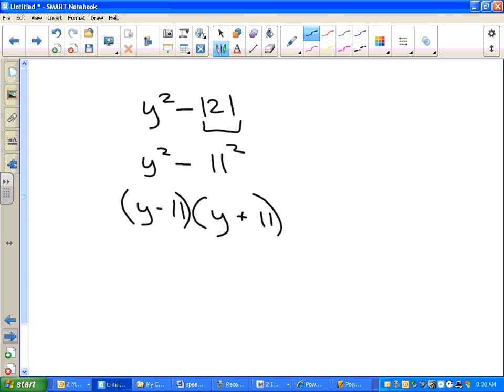So really, there's not as many steps here. If you could just recognize the form that you're looking at, whenever the middle terms are not there, whenever the middle terms are missing, you're probably dealing with a difference of 2 squares trinomial. Okay?